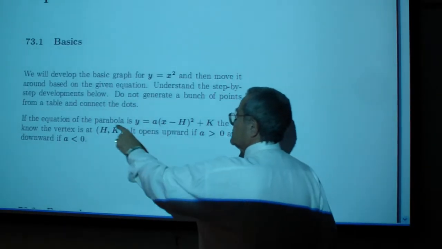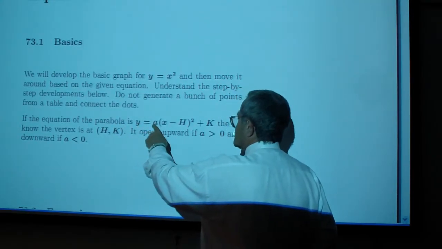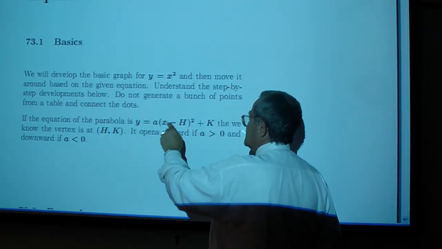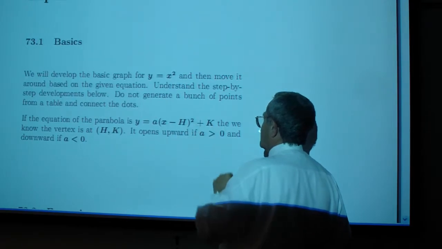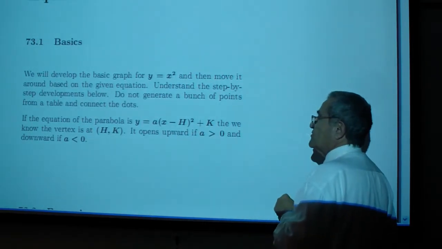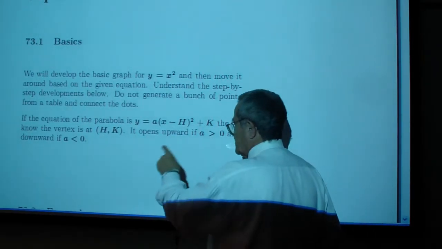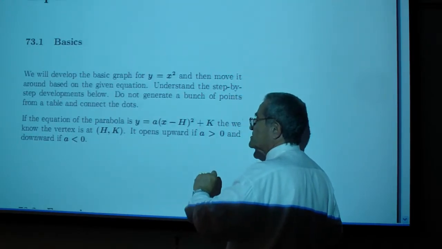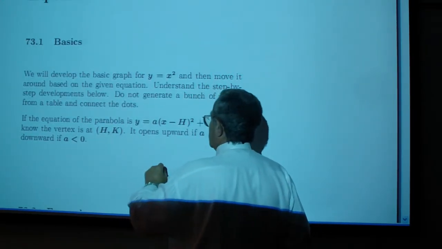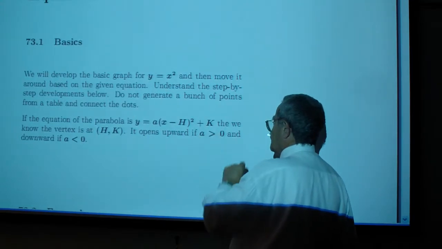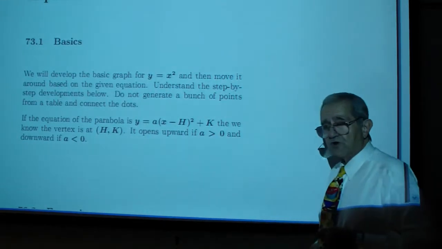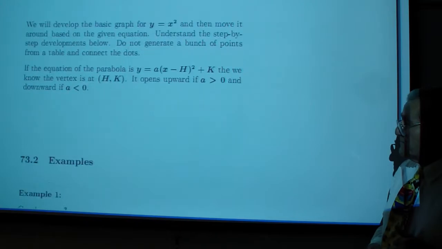If the equation of the parabola is y equals a, which is a constant, times x minus h quantity squared plus k, then we know that the vertex, which means the low point or the high point, is at (h, k). It opens upward if a is greater than 0 and downward if a is negative.